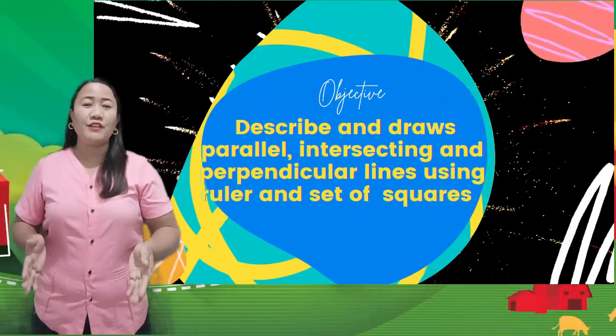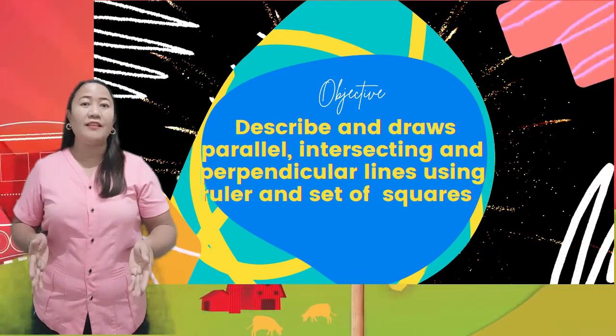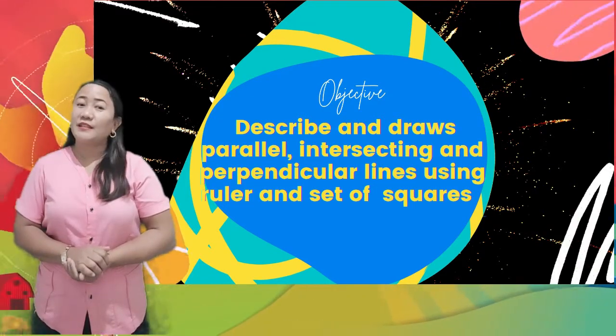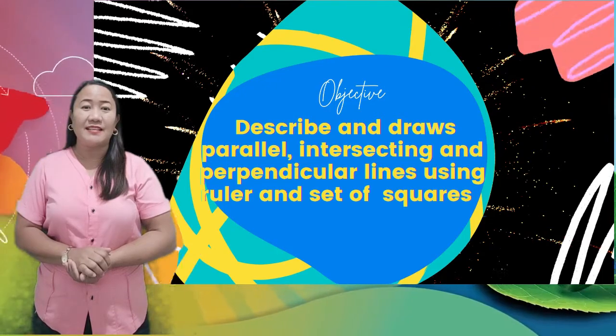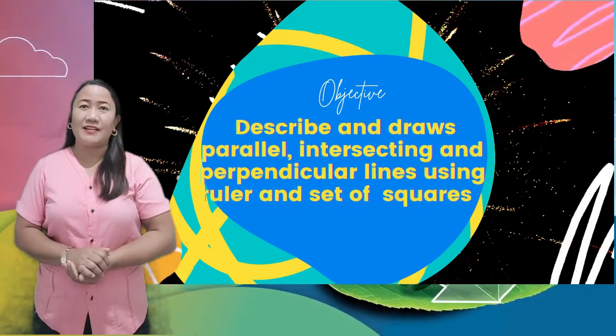The objective for today's lesson is to describe and draw parallel, intersecting, and perpendicular lines using ruler and set squares.